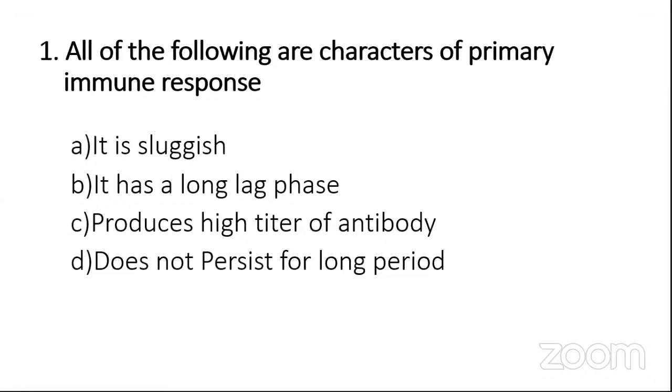So with this, we finish the theoretical part. We will move on to the questions. All of the following are characters of primary immune response except: it is sluggish, it has a long lag phase, it produces high titer of antibody, it does not persist for long period. So it produces high titer of antibody is the answer.